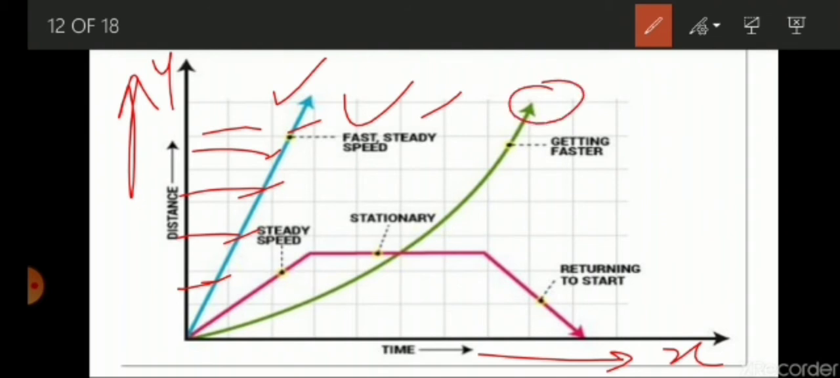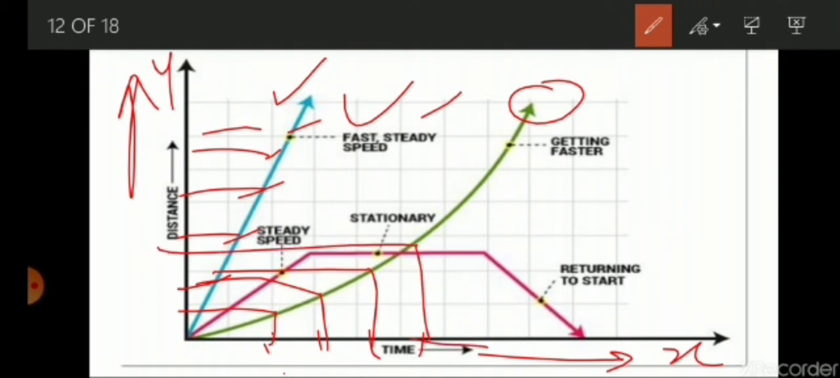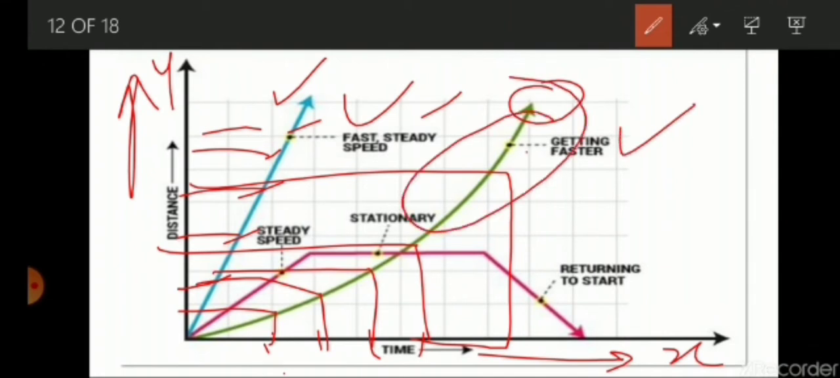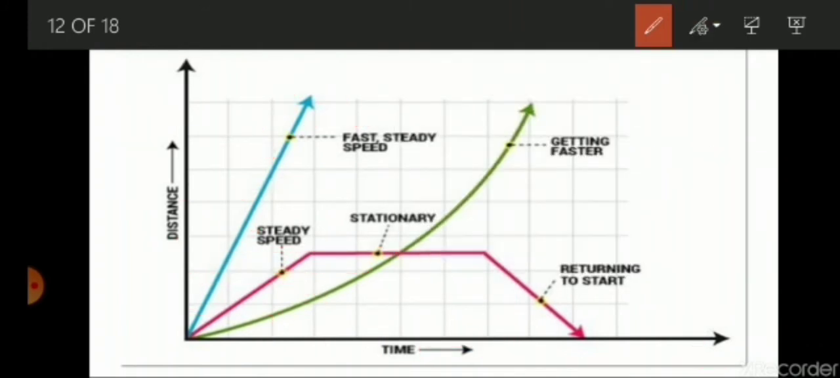Then this green line graph: time is increasing but the distance is not increasing sharply, but after this time the distance increases sharply, so here the object's speed is getting faster. Then this one represents a steady speed.